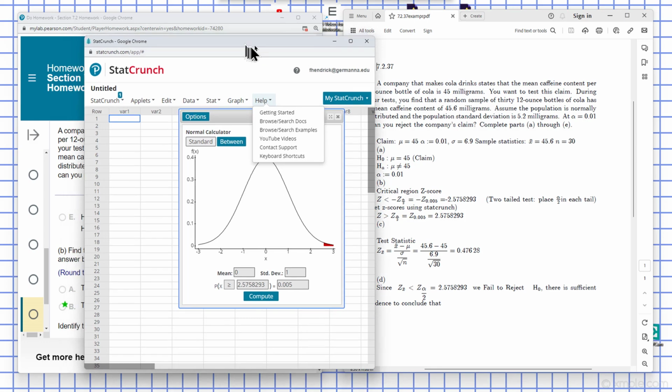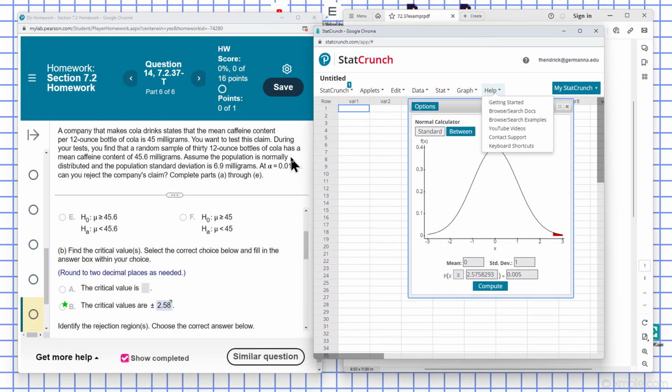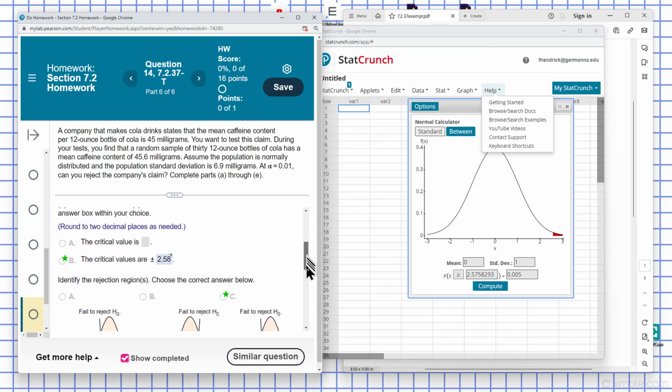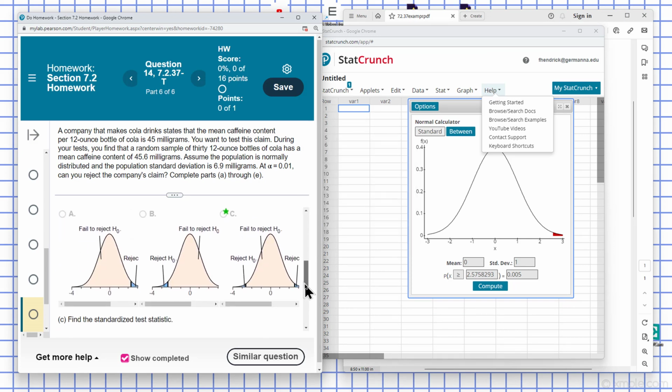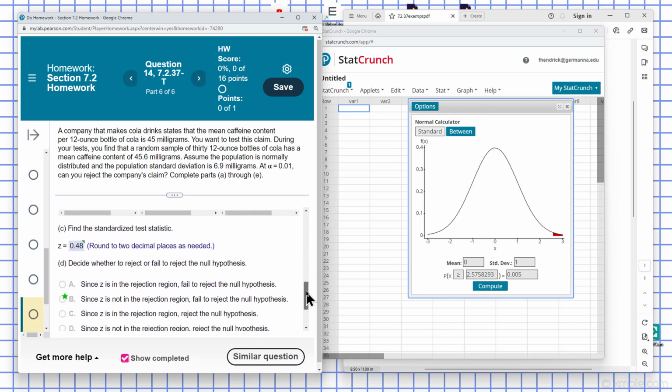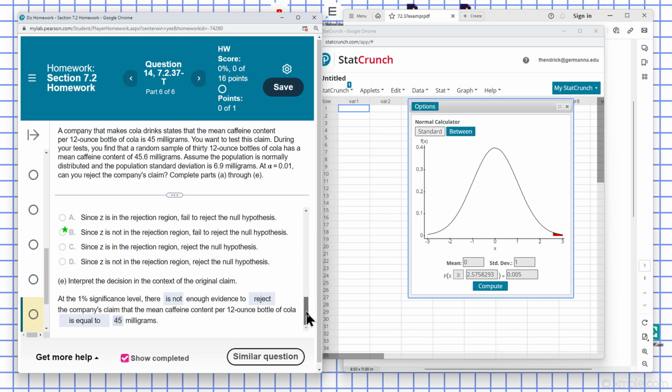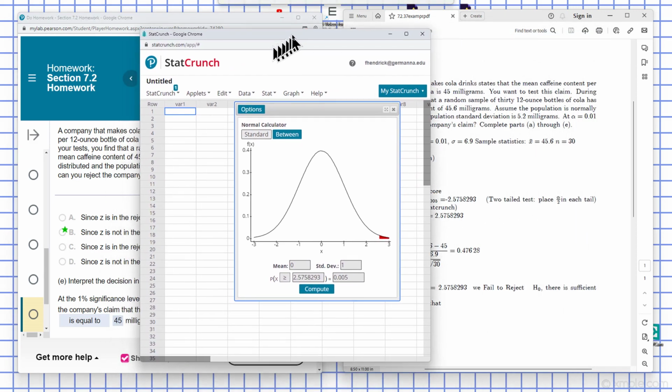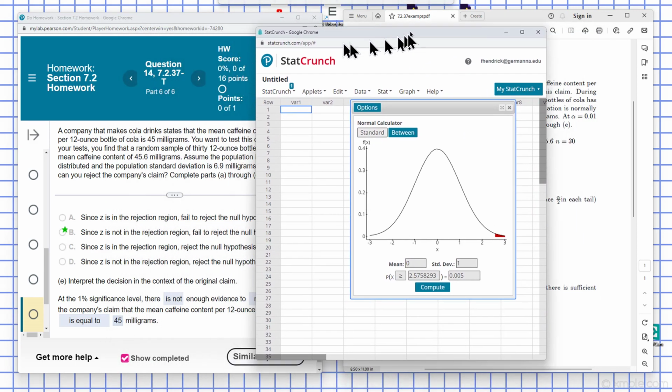And so what they'll look like is something like this. There's your rejection regions in blue. You failed to reject that. Okay, we've already shown that. There's not enough reason to reject, so we fail to reject the null hypothesis.